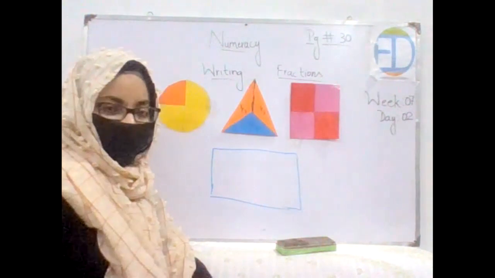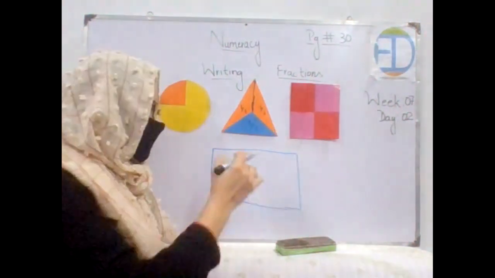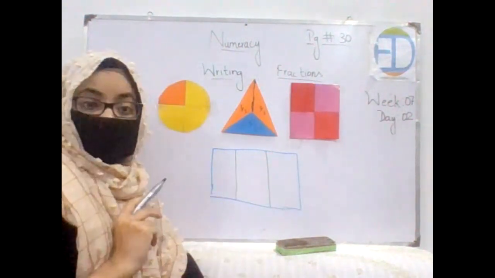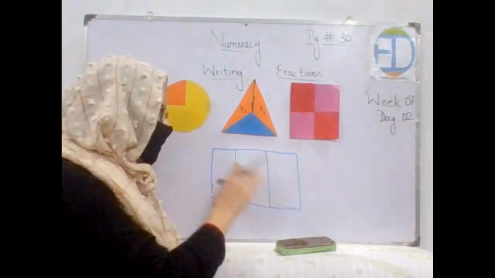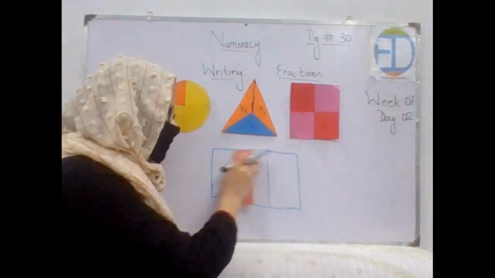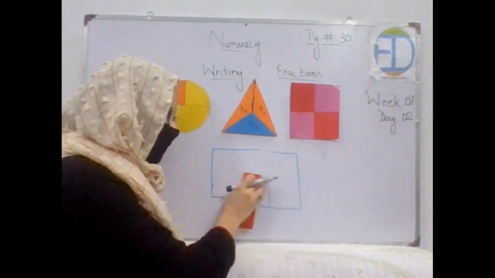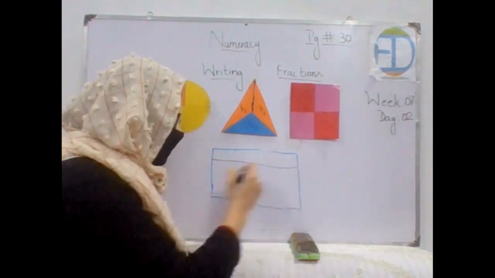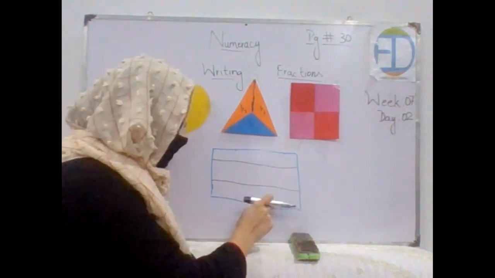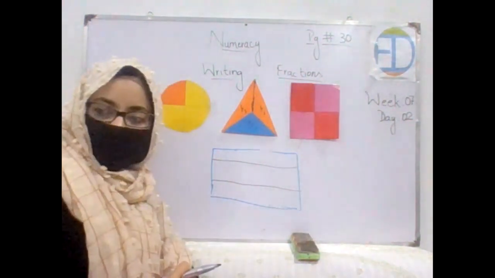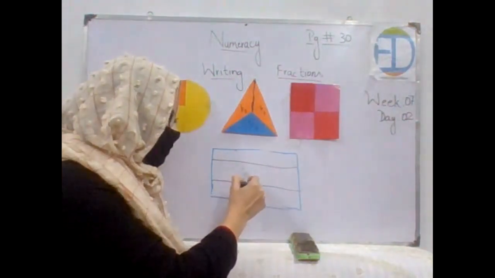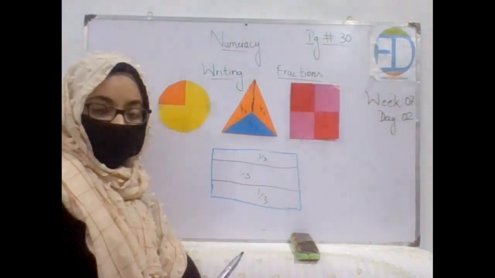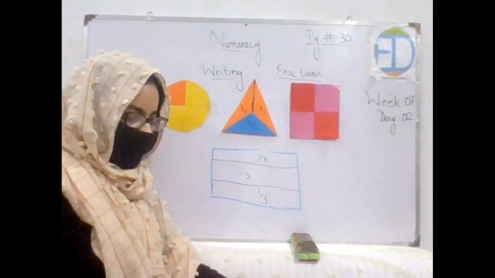There are two ways of dividing a rectangle into equal fractions. You can either divide them like this, like we divided the bar of chocolate, right? Or you can divide them into equal fractions in the vertical manner. 1, 2, and 3, right? So in both ways, it will be divided into equal fractions. This is 1/3, this is 1/3, and again 1/3. Got it? Now look at the next one.